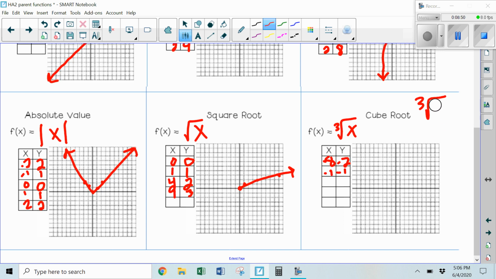I can also do the cube root of 0 without a calculator. That's going to be 0. Cube root of 1 is 1. And what other number do you think I could put in there? 8. What times what times what gets you 8? 2. So the cube root of 8 is 2.